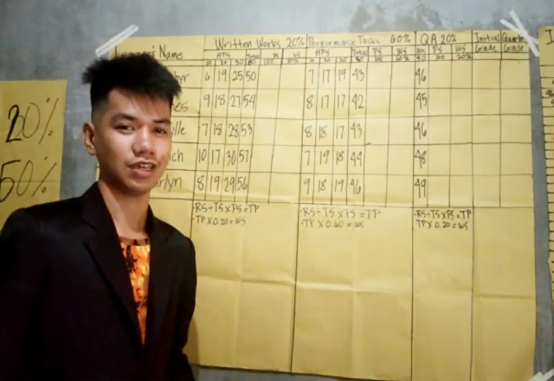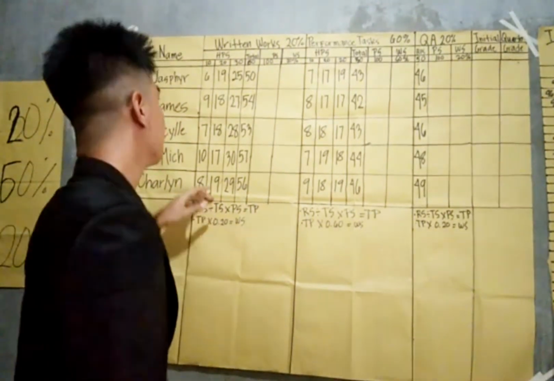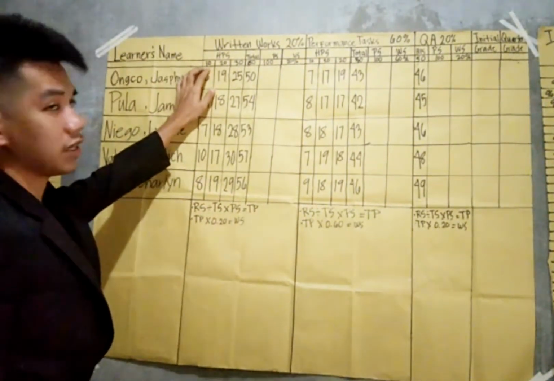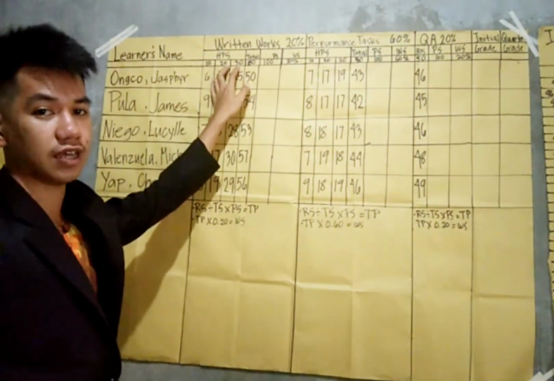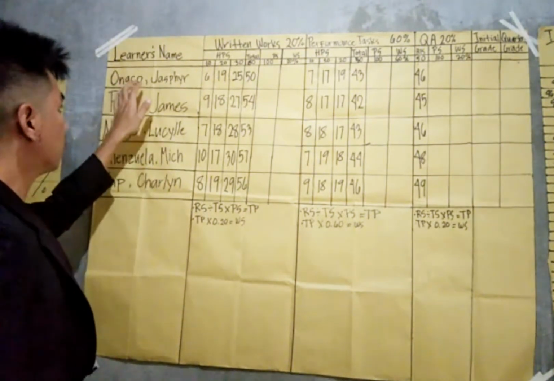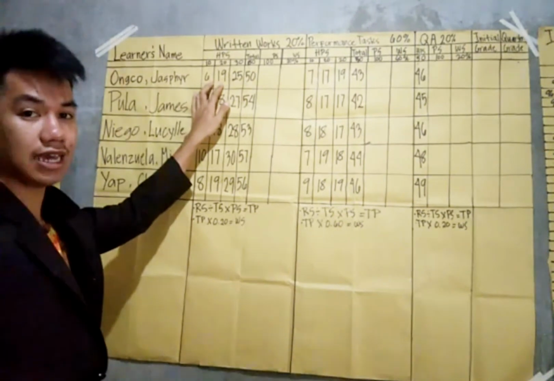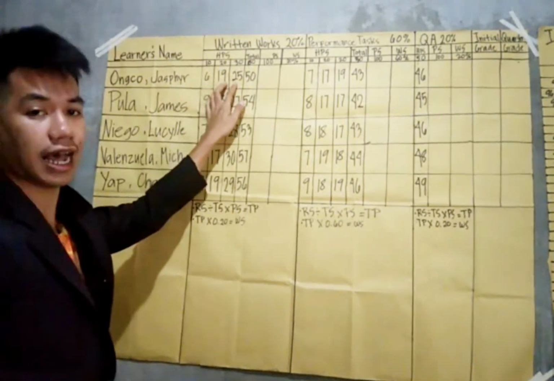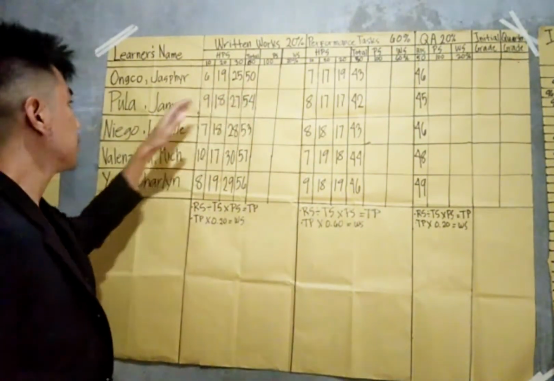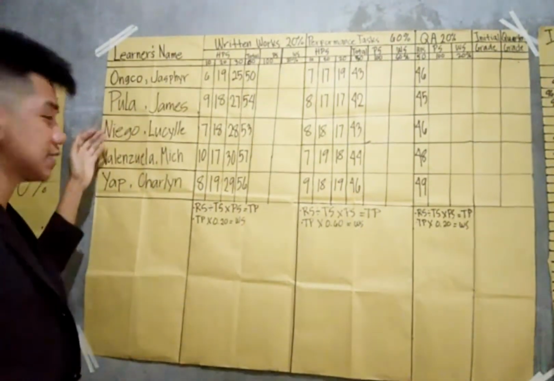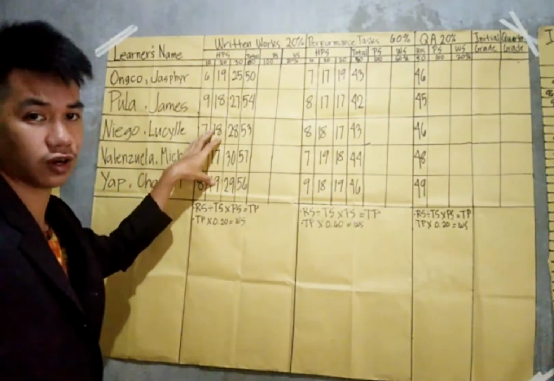Okay? So here, in my written works, assuming that you have scores, the highest possible scores in my quizzes are 10, 20, 30, a total of 60. Assuming that Mr. Ungko got a score of 6 out of 10, 19 out of 20, 30 out of 25, a total of 50. So the same for Mr. Pula, Miss Niego, Miss Valenzuela, and Miss Yap. You have an assumed score here.